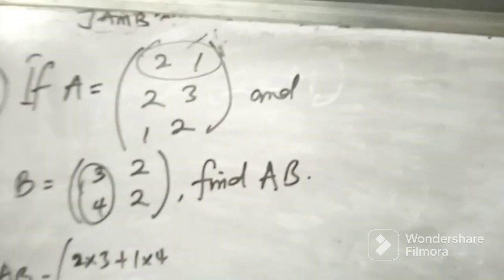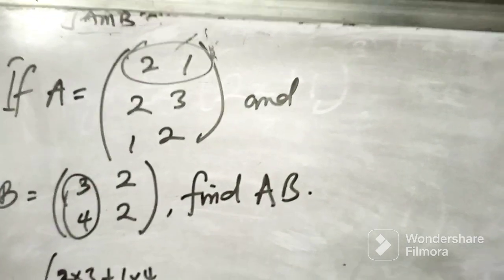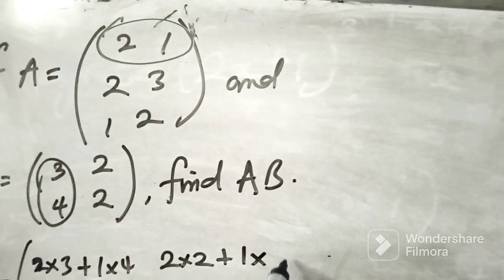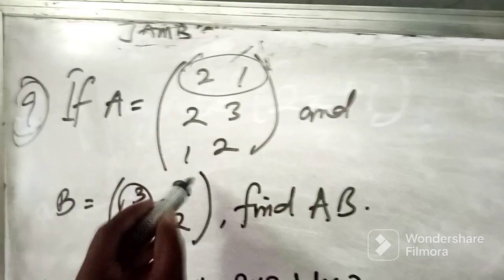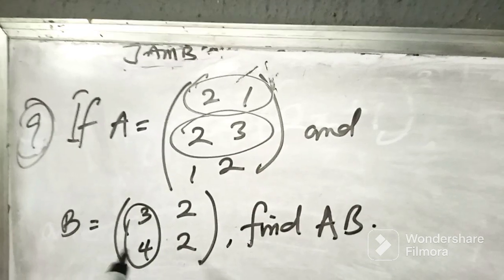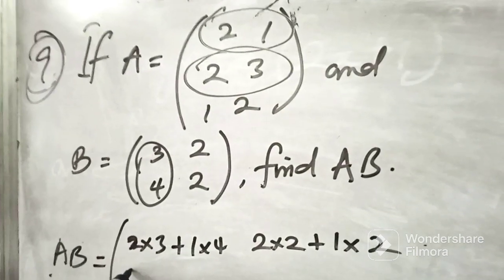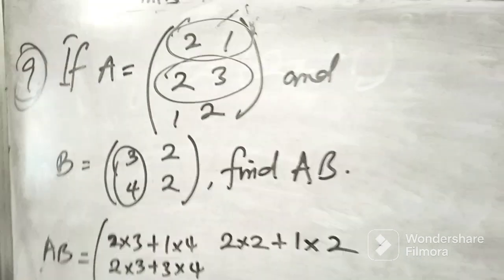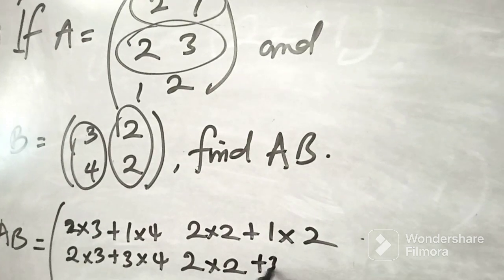Then you use this 2 to multiply the element in the second column, and that will give us 2 times 2 plus 1 times 2. Now I've used this one to multiply the first column and the second column. I will use this second element and the element in the second row to multiply the element in the first column and the second column the way I did for the first one. So it's going to be 2 times 3 plus 3 times 4. So if I use it to multiply the second column, it will give me 2 times 2 plus 3 times 2.